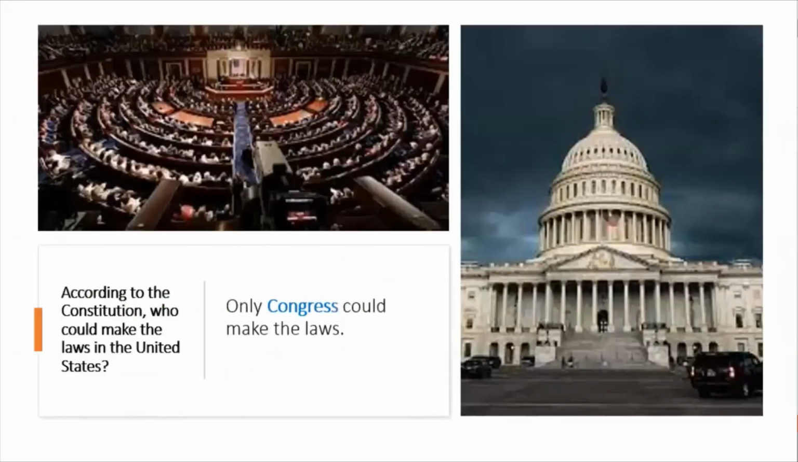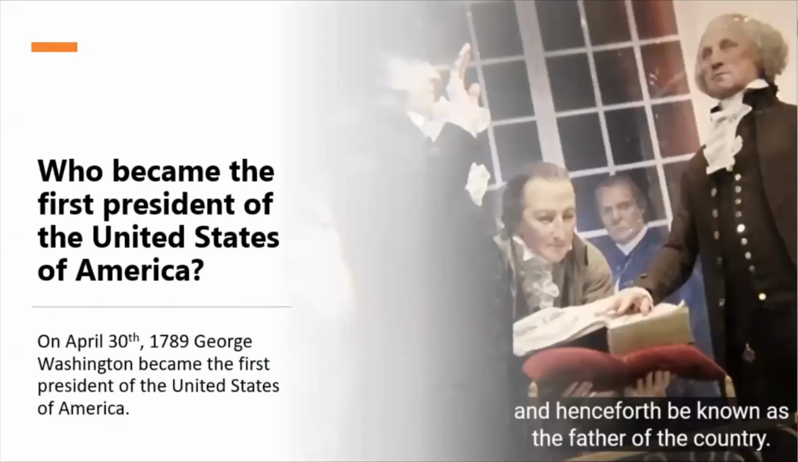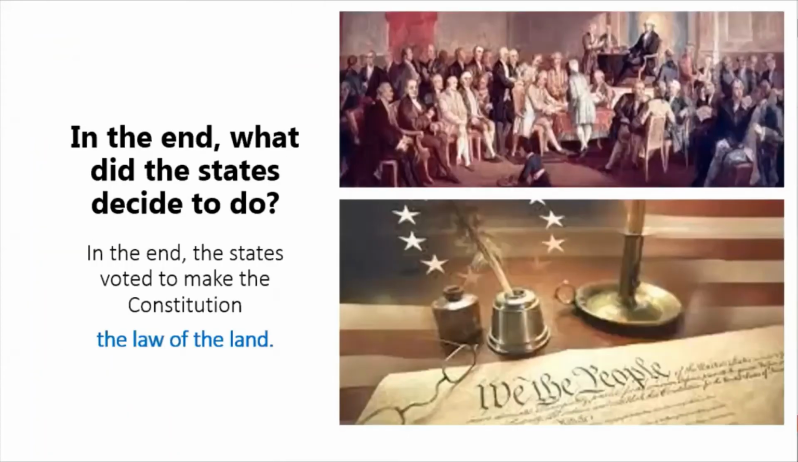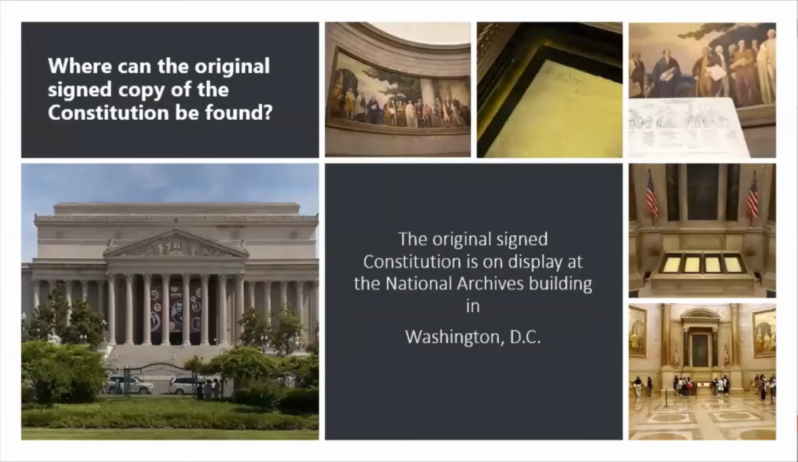Questions. According to the Constitution, who could make the laws in the United States? Only Congress could make the laws. Who became the first president of the United States of America? On April 30th, 1789, George Washington became the first president of the United States of America. In the end, what did the states decide to do? In the end, the states decided to vote to make the Constitution the law of the land.